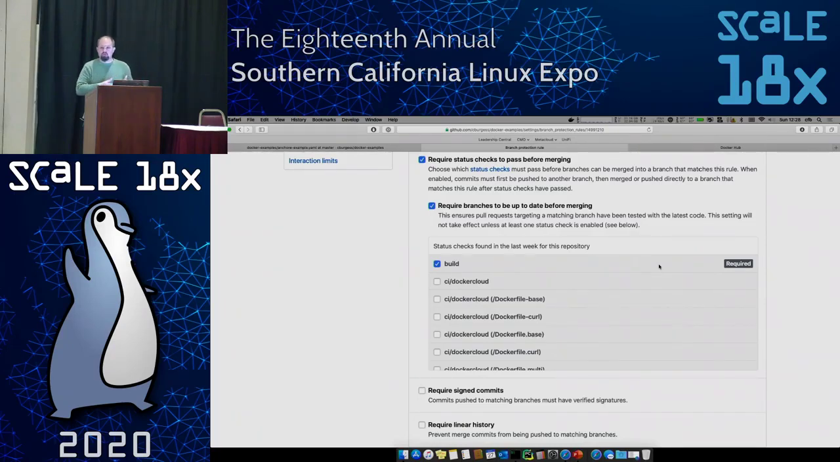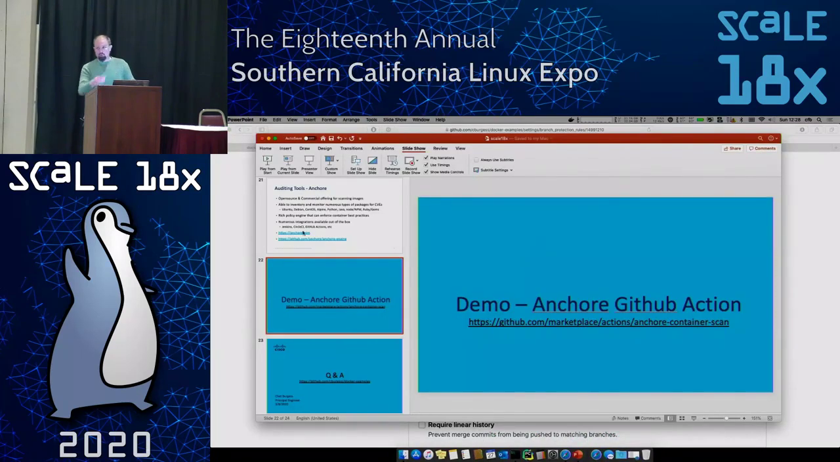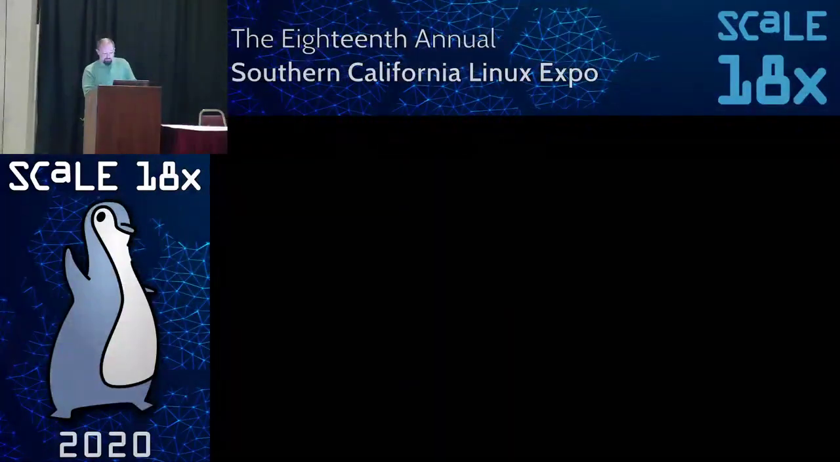So you can basically use GitHub to become your own CI system, scan your images. There's a lot more you can do with GitHub Actions. They're really cool.